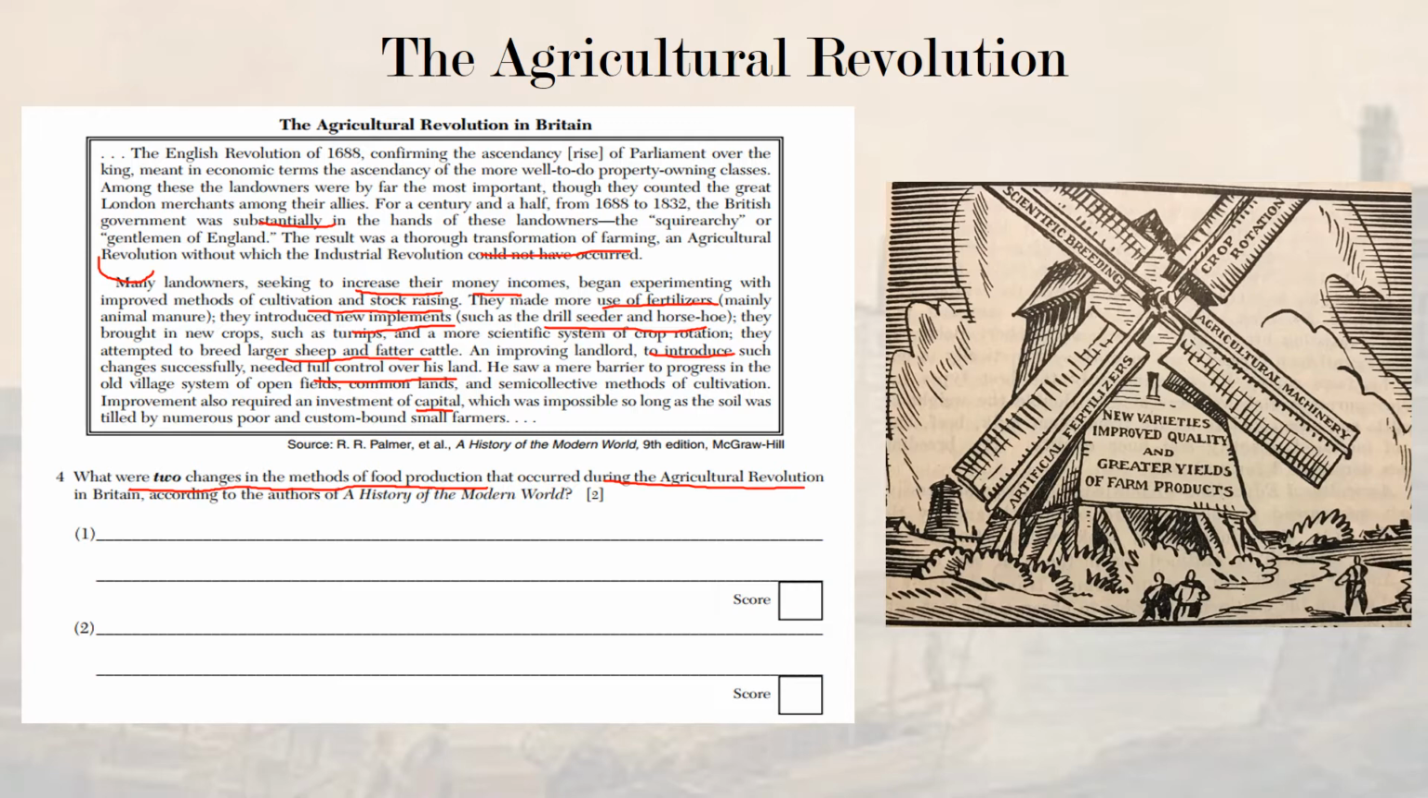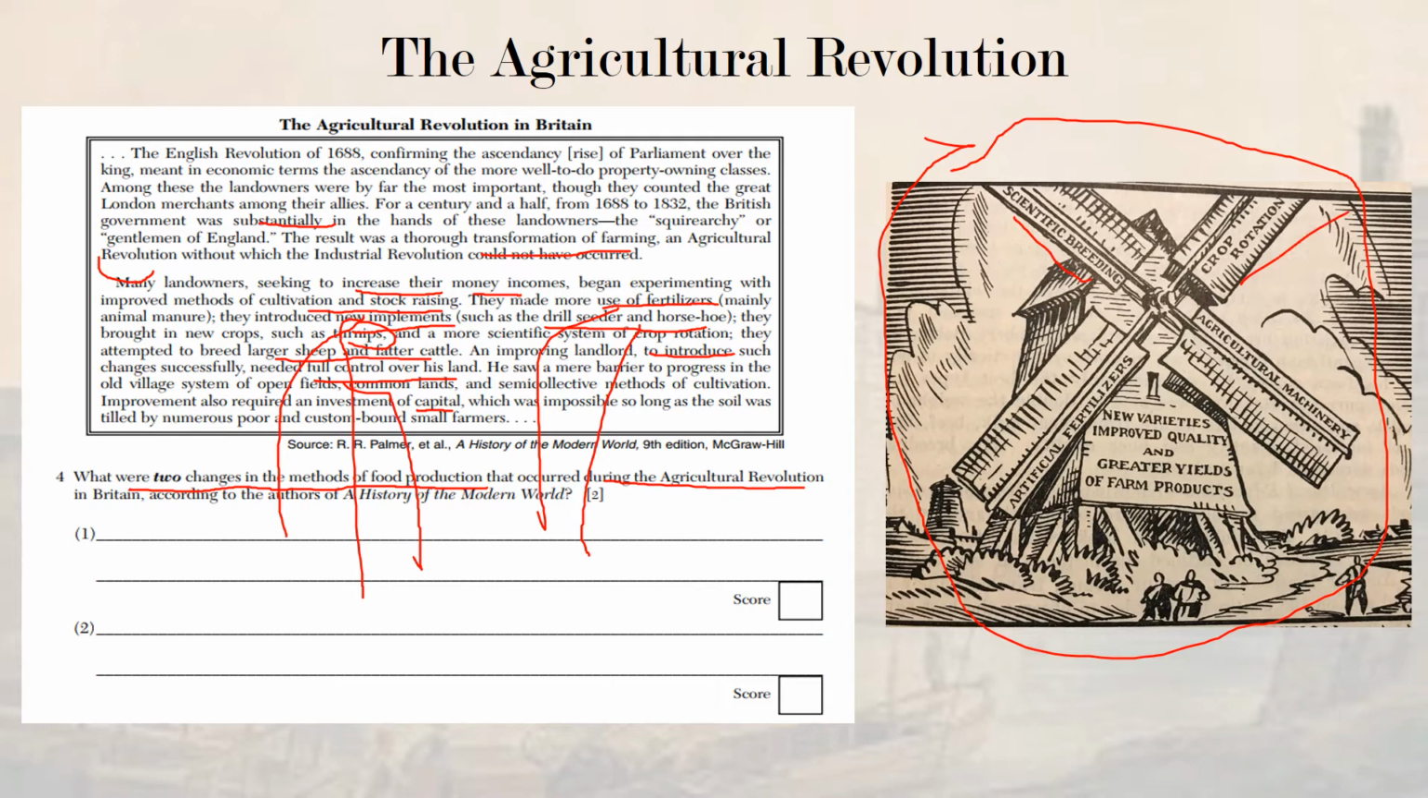So we see here all sorts of stuff. We've got these new implements, we've got use of fertilizers, we've got technology, new machines, we've got the control over the land, we have new types of crops, all sorts of answers are in here. And we've got another one of our diagram pictures, which the Regents loves. You have that scientific breeding, crop rotation, agricultural machinery. So we're seeing industrialization here. We have artificial fertilizers. These are all the new and improved quality and greater yields of farm products.